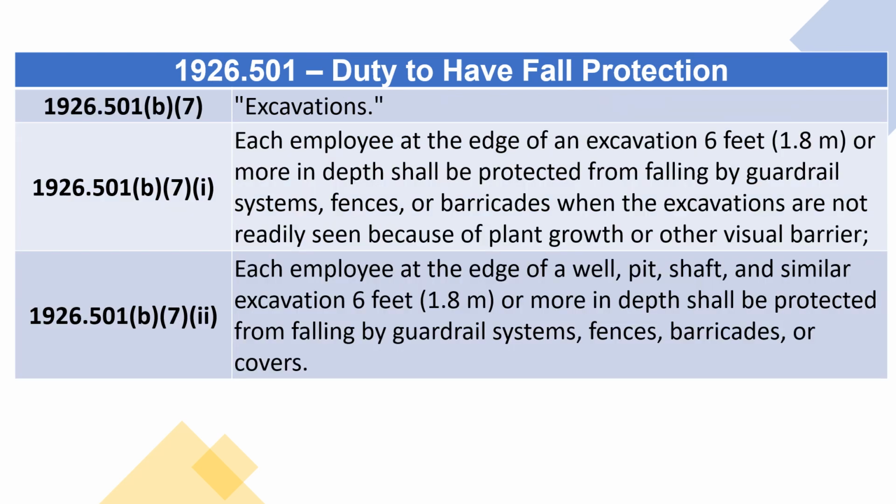1926.501(b)(7). Excavations. (i). Each employee at the edge of an excavation 6 feet (1.8 meters) or more in depth shall be protected from falling by guardrail systems, fences, or barricades when the excavations are not readily seen because of plant growth or other visual barrier. (ii). Each employee at the edge of a well, pit, shaft, and similar excavation 6 feet (1.8 meters) or more in depth shall be protected from falling by guardrail systems, fences, barricades, or covers.